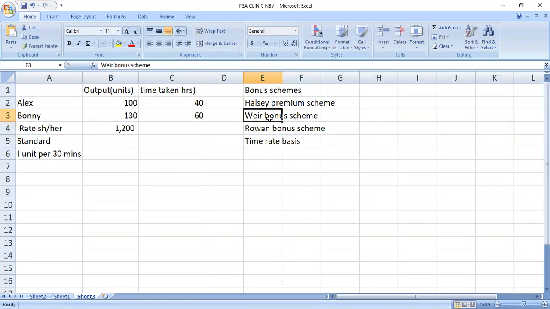Okay, if you allow me to just remove this. These individuals came up with their way of thinking, especially regarding the bonus payment. And they say, if I may just put it here, the way they believe in their bonuses. For Halsey, the guy says we pay 50%. Let me use fractions. The guy pays a half. For Rowan, the guy pays a third.